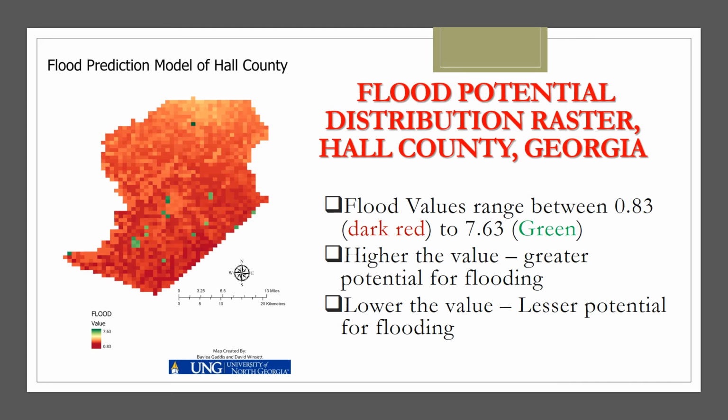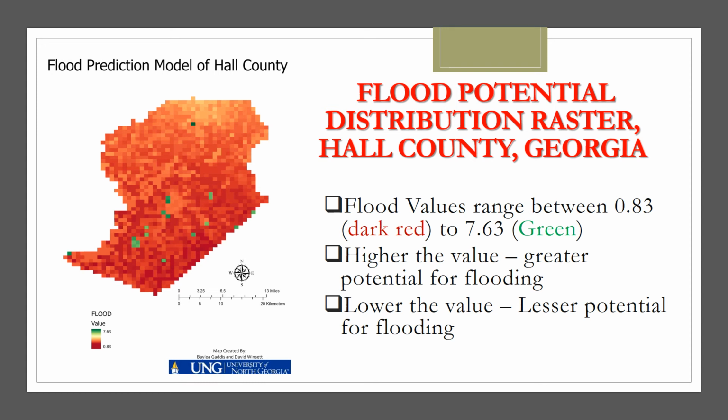This is the final result of the flood prediction model, or potential model. You can see on the left the flood value ranges from 0.83, which is dark red, to 7.63. Please do not mind, the color coding should actually be different. 7.63 should be red, and 0.83 should be green. So the higher the value, the greater the potential of flooding; the lower the value, the lesser the potential of flooding.